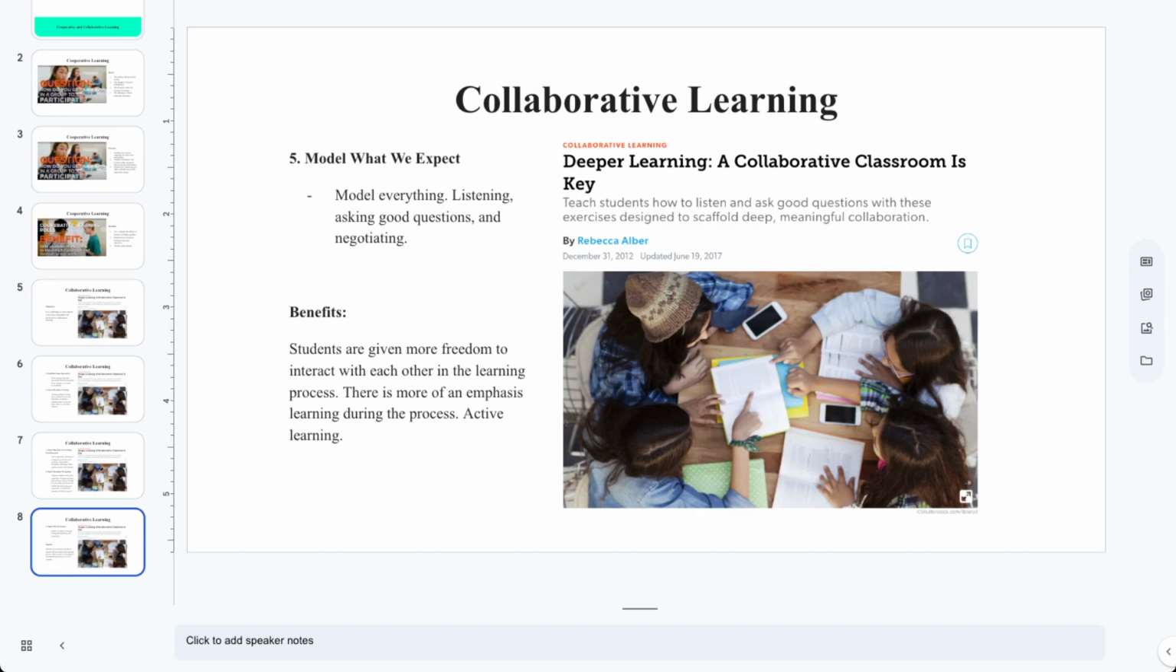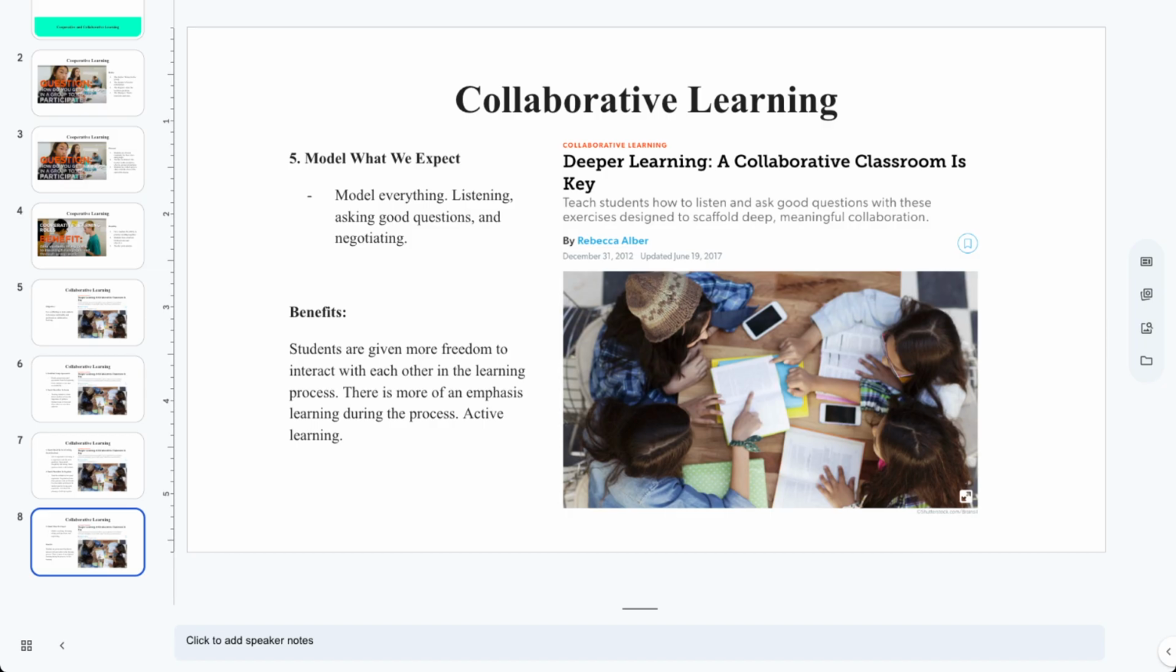And so with this point, model everything. The teacher, specifically with collaboration, should model how a student is to listen, how the students are to ask good questions, and then how they're to negotiate with one another and collaborate. So a big one is the teachers model how they want their students to collaborate with each other.